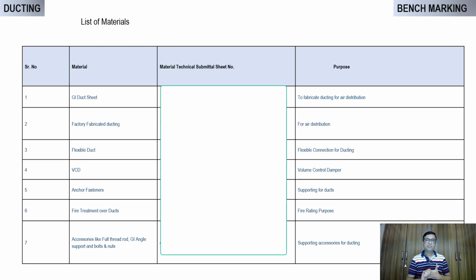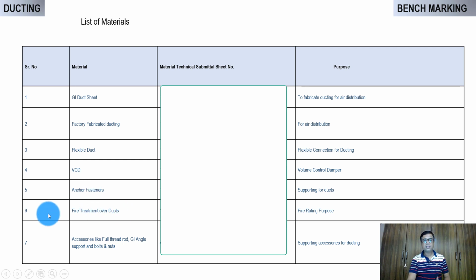What are the materials which I said are required to do a complete ducting? We said GI sheet, or that GI sheet can come to our site and we can get it fabricated at site, or we can get a factory fabricated ducting. We cannot do 100%, something has to be suited at site. That's why GI sheet comes. We also use flexible ducts for various purposes to connect the main duct with respect to the collar. Then we have a VCD, that's a volume control damper, which controls the air. So it's a damper which is inside the ducting.